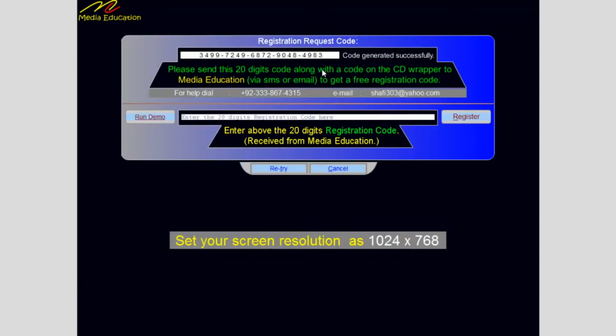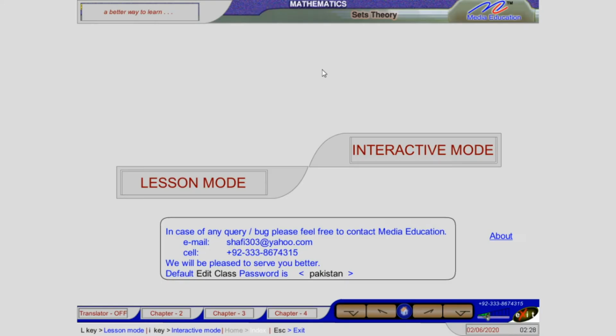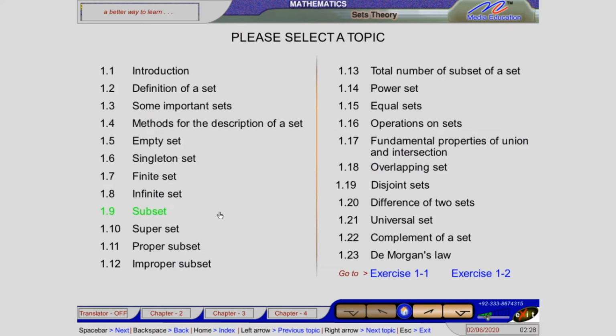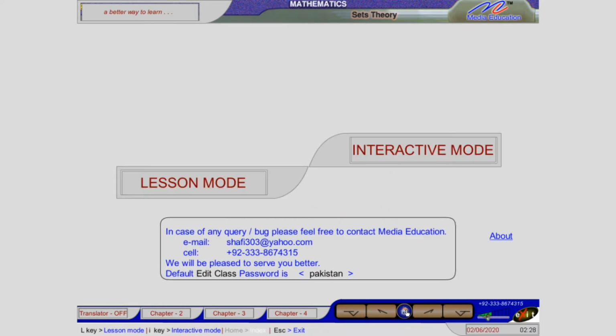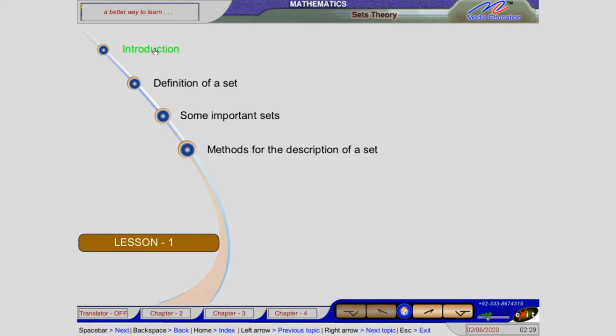Welcome to Media Education. Today we are going to learn sets. Let's have a look at our interactive mode. Here are different subtopics that we will cover in this chapter. Let's move to our lesson mode. Lesson number 1. It will include an introduction to sets.